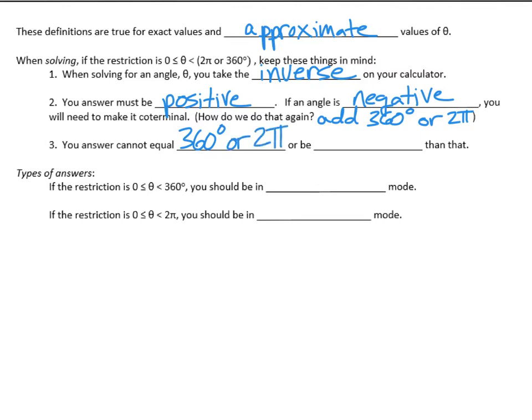We would never give 360 or 2 pi as our answers, nor would we ever give answers that are greater than that. So it's starting at 0 and going all the way up to 360 degrees and 2 pi radians, but not including them. That's the only interval we give our answers. We'd be restricted to 0 to 360, not including 360 if we're in degrees, and 0 to 2 pi, not including 2 pi if we are in radians.